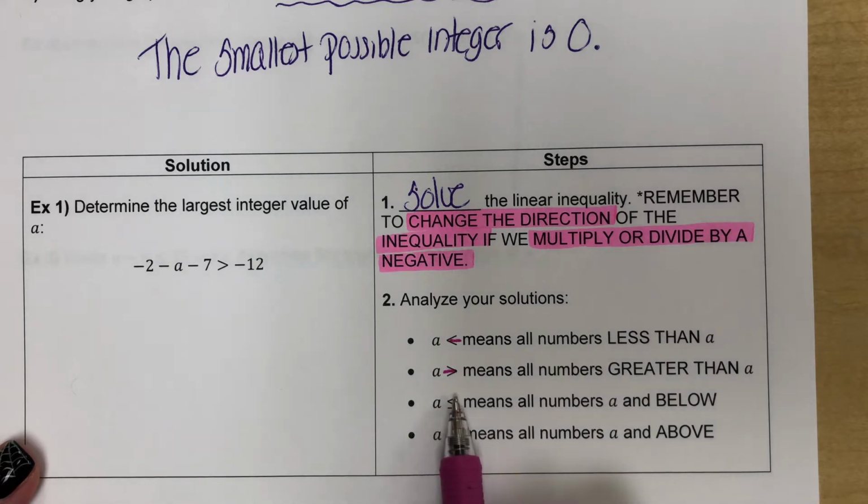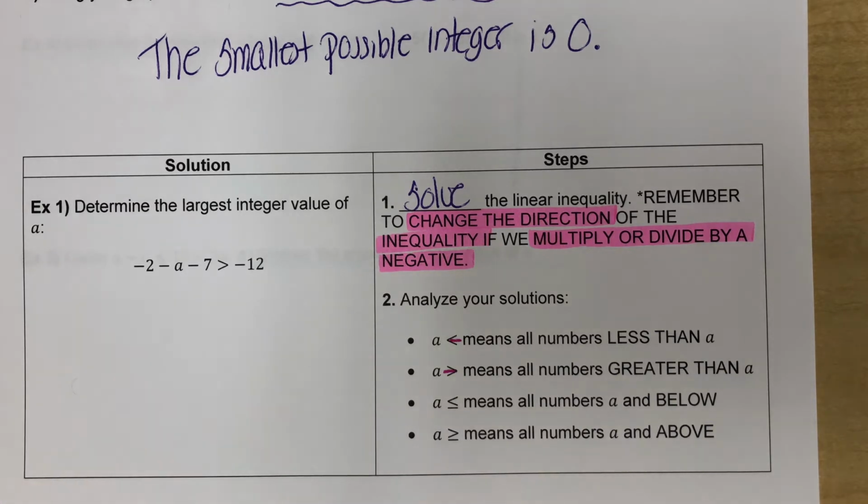If A is less than or equal to, then my answer should equal A. Okay, and the same thing, if I'm greater than or equal to, my answer should equal A, because I can either be A or greater, I can be A, or I could be less.